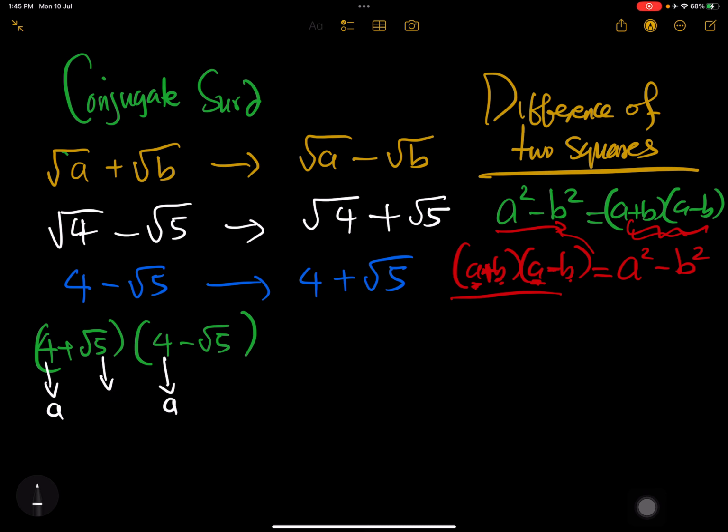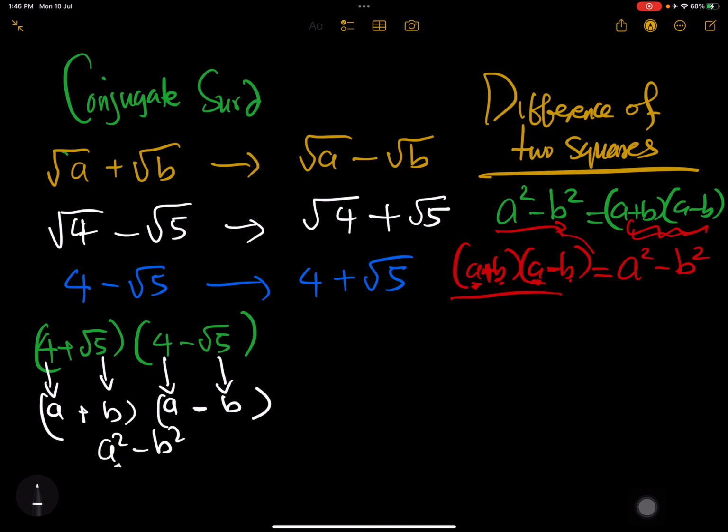Can you also see that this is B, and this is also B here? And the sign in the middle is minus, and the other sign is plus, but they are all multiplying. So the signs must be opposite, positive and negative, and then they are all multiplying. The numbers are the same. Then this is different: it becomes a squared minus b squared.